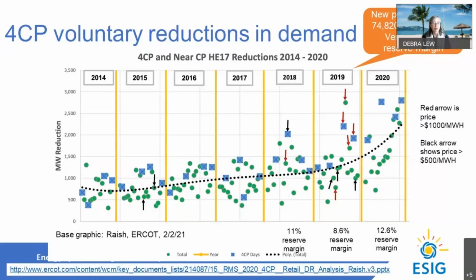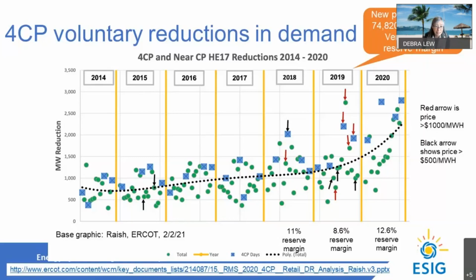and estimating what that reduction is. So the y-axis here is megawatts reduction due to 4CP, chasing 4CP intervals. The green dots are the near 4CP days. They might have been a 4CP day, except there was enough reduction that they weren't. And the blue squares are the actual 4CP days. And you can see there's up to 2,500 to 3,000 megawatts of reduction. So voluntary reduction to avoid these charges.